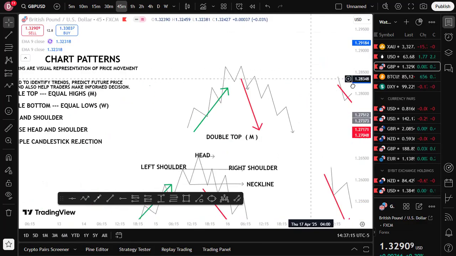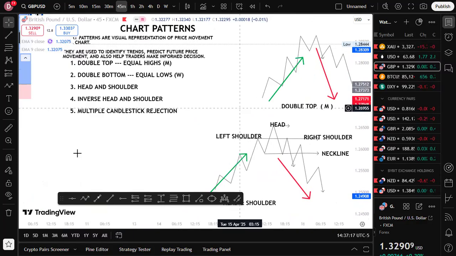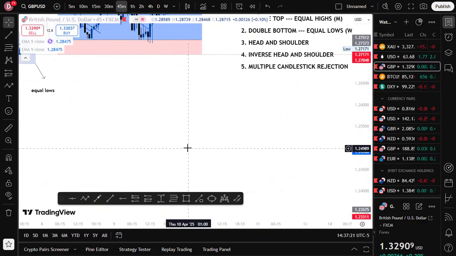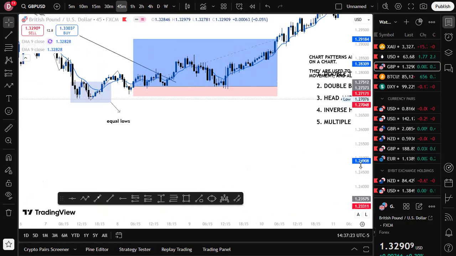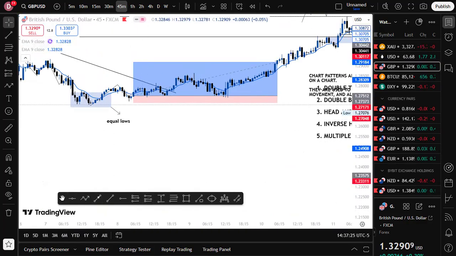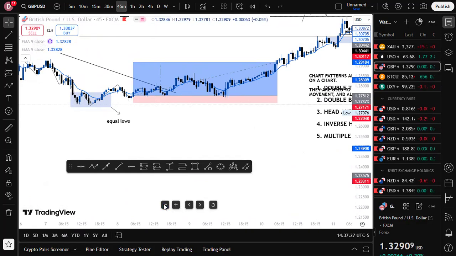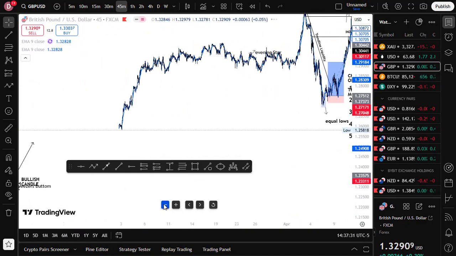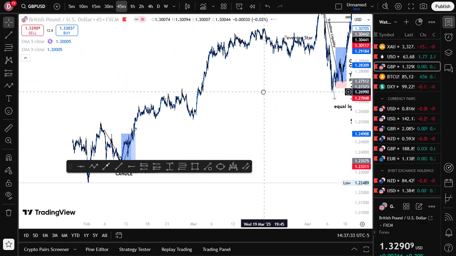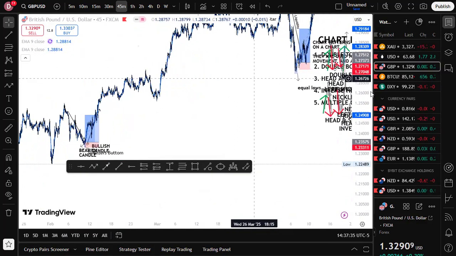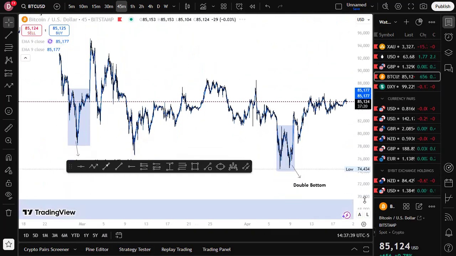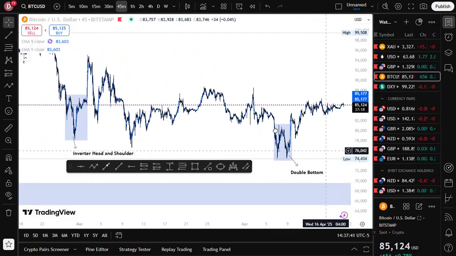So let's give an example of a double top. We have like 4 minutes. I don't know if we can cover up. Let's see if we can give an example of a double top.